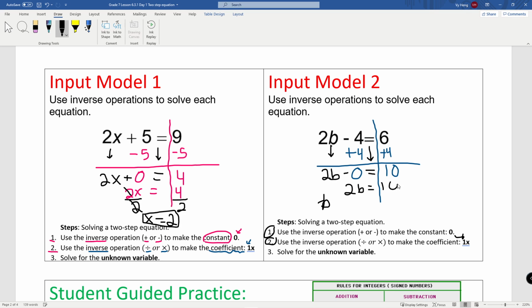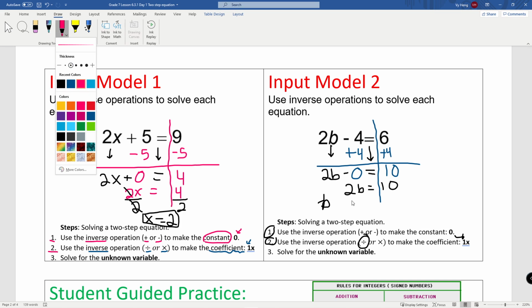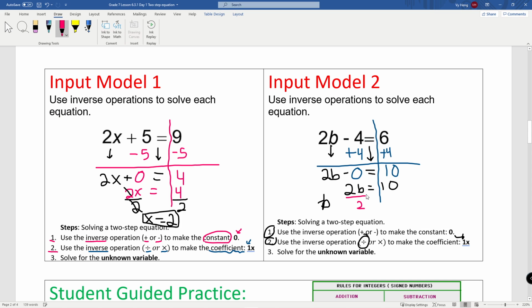equals 10, right? And then how do I make this 2b into this 1b right here? Well, again, you have multiplication. So the inverse of multiplication is division, right? So I'm going to go ahead, use a different color, divided by 2, because I want it to be 1b, and then I do it to one side, do it to the other. So 2 divided by 2 is 1b, right? Let me erase this. I'm going to put the answer up here because I'm running out of room. So it's going to be 1b equals, what's 10 divided by 2? It's going to be 2. So b equals 2.